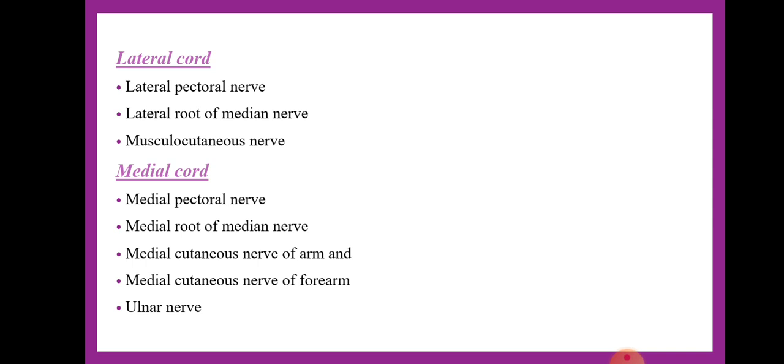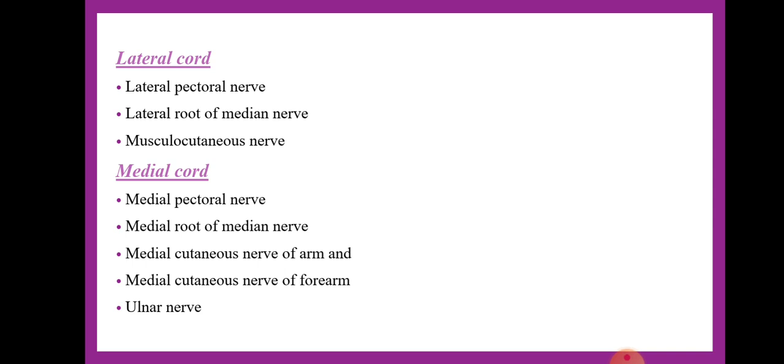From the medial cord originate 5 branches, corresponding to the branches of the lateral cord: the medial pectoral nerve, which supplies the pectoralis major and pectoralis minor, and the medial root of the median nerve. This medial root joins the lateral root of the median nerve to form the median nerve. The median nerve supplies the muscles in the anterior compartment of the forearm and hand, mainly the muscles of the hand.